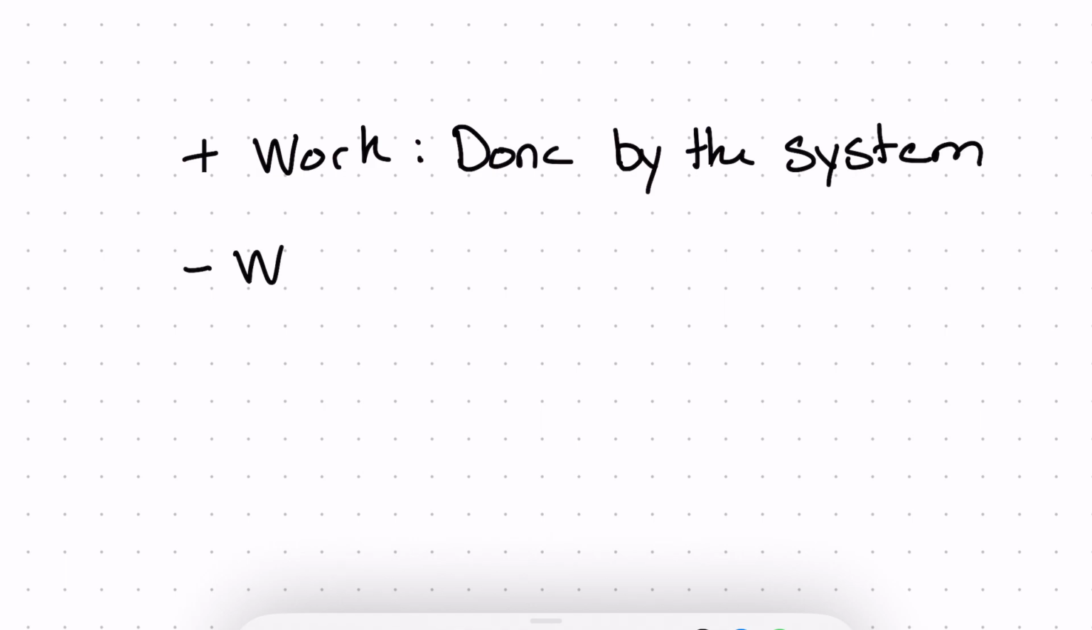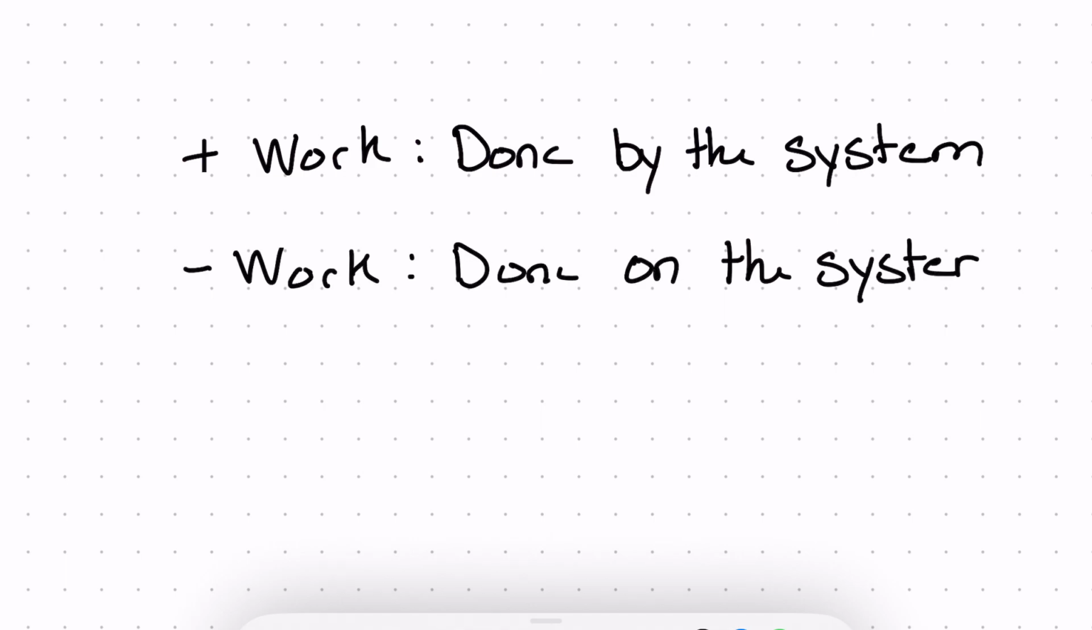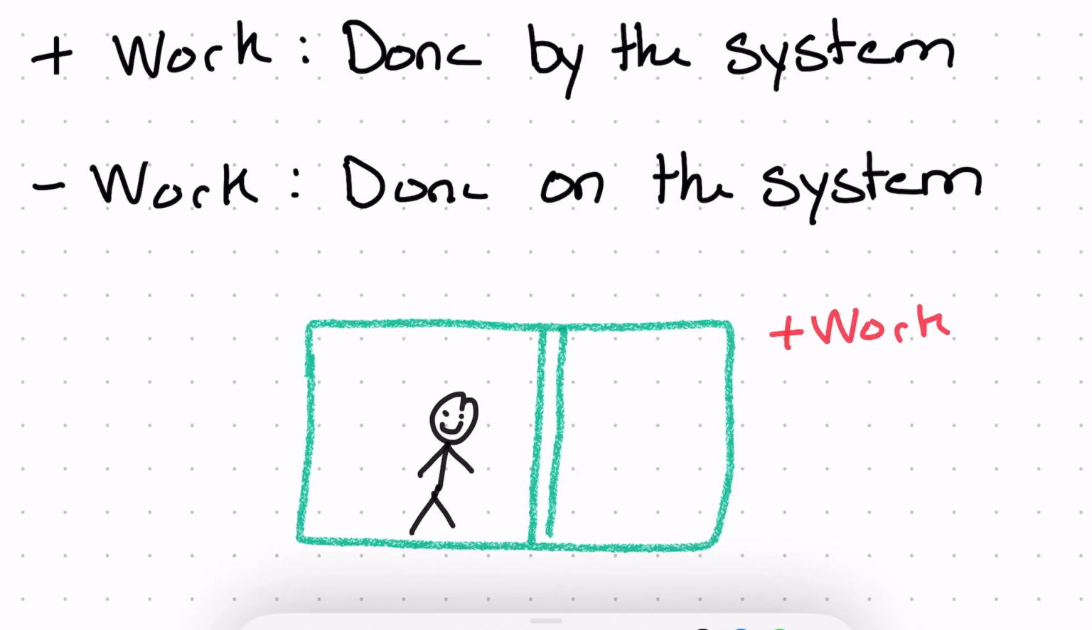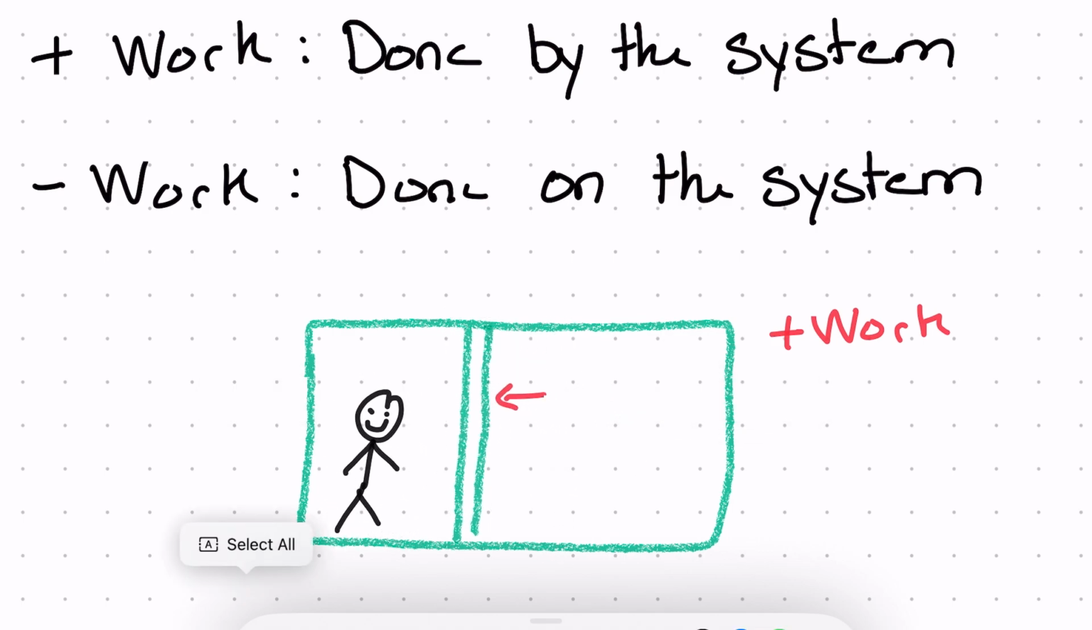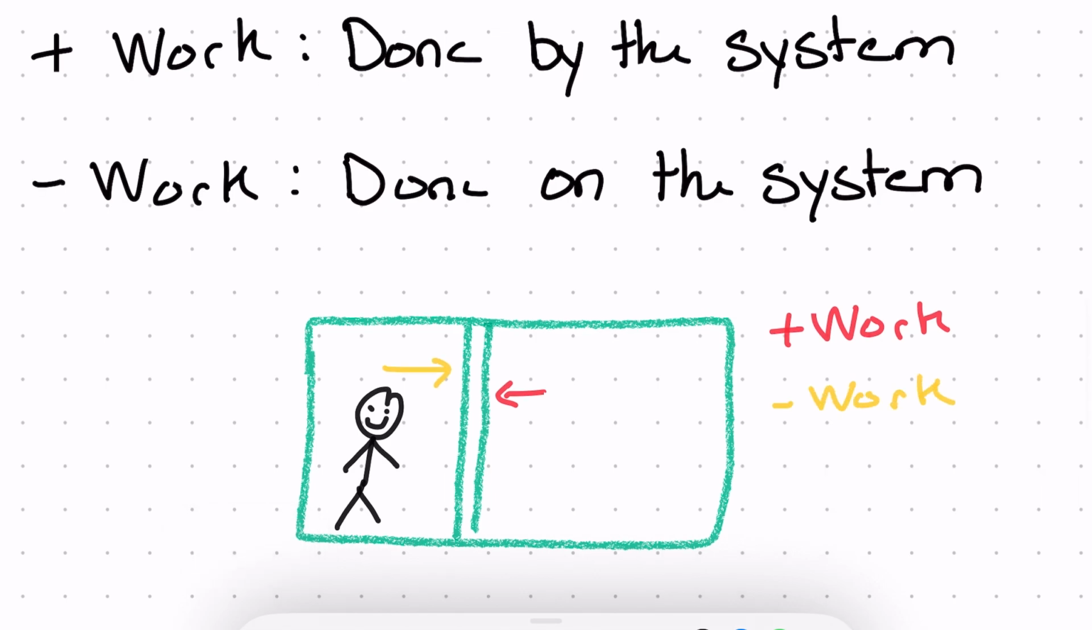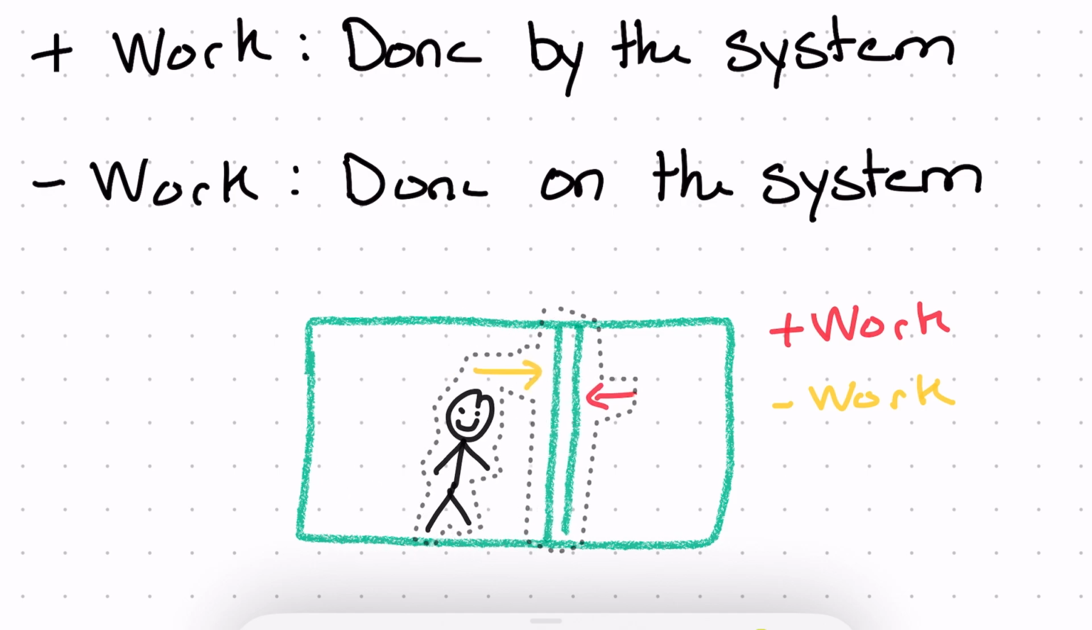We usually consider work to be positive when it is done by the system and negative when it is done to the system. For example, by compressing a gas inside a piston cylinder, we exert negative work. If we let the gas expand, pushing against the weight of the piston, positive work is exerted.